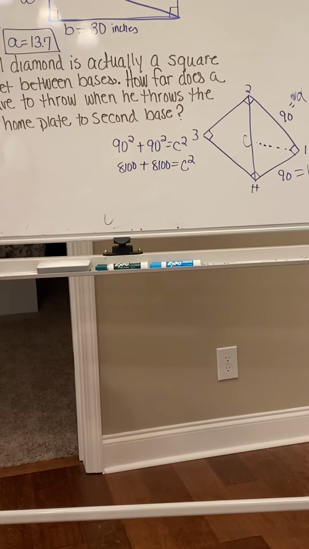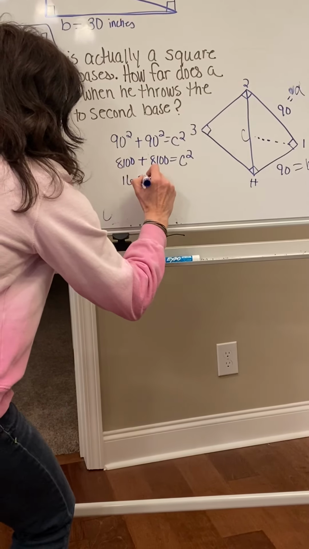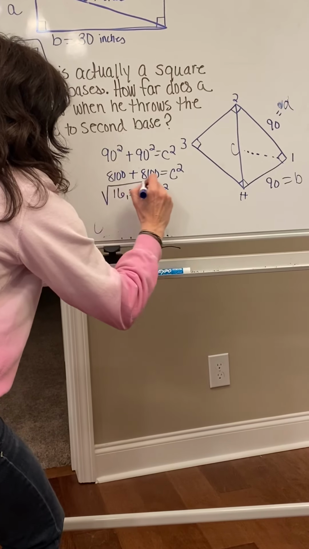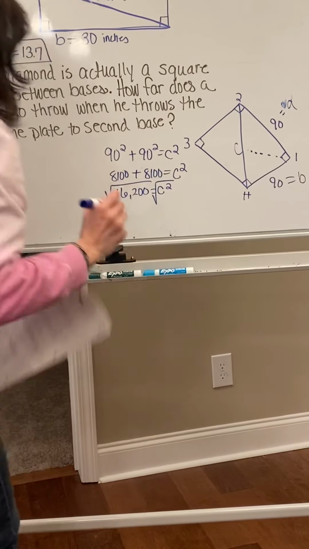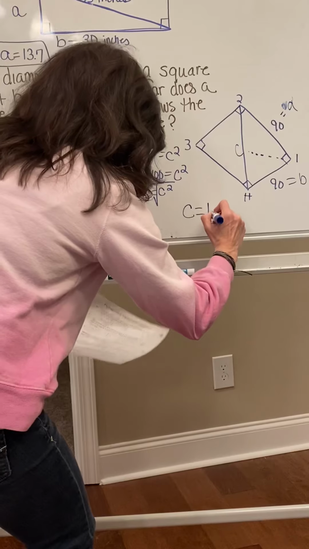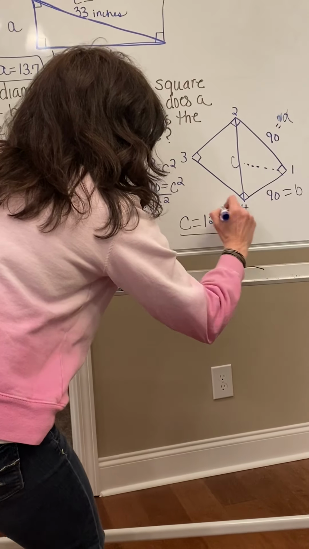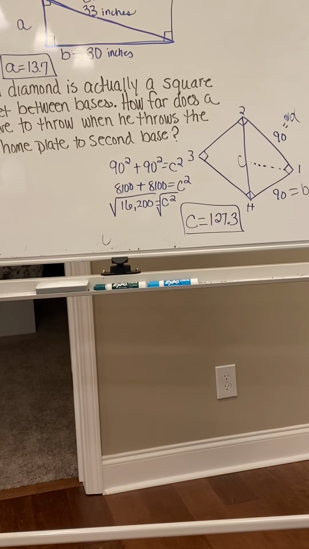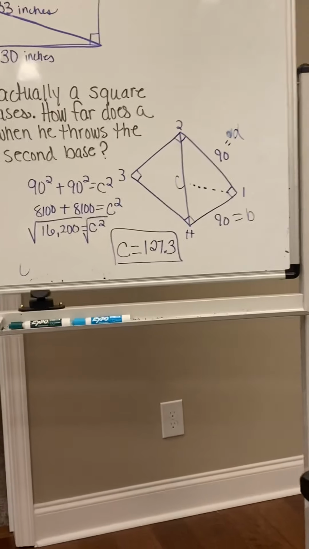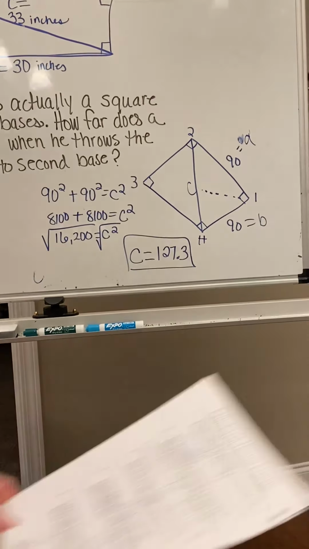8,100 plus 8,100, I can add this together. That is going to be 16,200, and that is going to be C squared. And your last step is to take the square root of both sides, and C to the nearest tenth is going to be 127.3 feet. Make sure that's the longest side because it is the hypotenuse. So if you have 90 and 90, 127.3 is going to be the longest side.